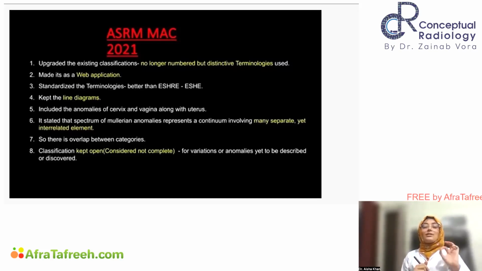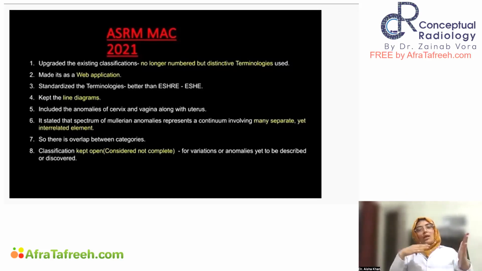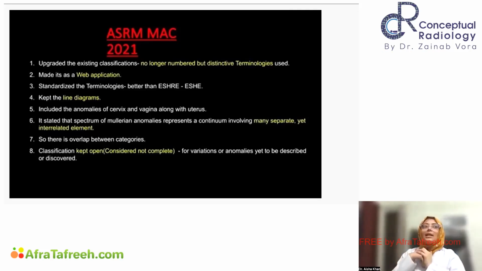They have also included cervix and vagina anomalies along with uterus. And what this MAC version tells you is that these Mullerian anomalies are actually a continuum. So just imagine 4 weeks, then 6 weeks, then 8 weeks. It is not that the hit will happen only at 4 weeks or only at 6 weeks. The hit can happen in between also, at 5 weeks or 5.5 weeks. So it is like a continuum, like a spectrum. Okay, so this understanding is very important. Apart from that, there can be overlap between categories.